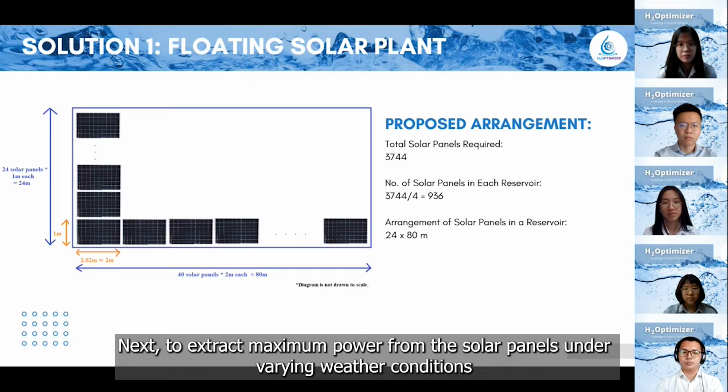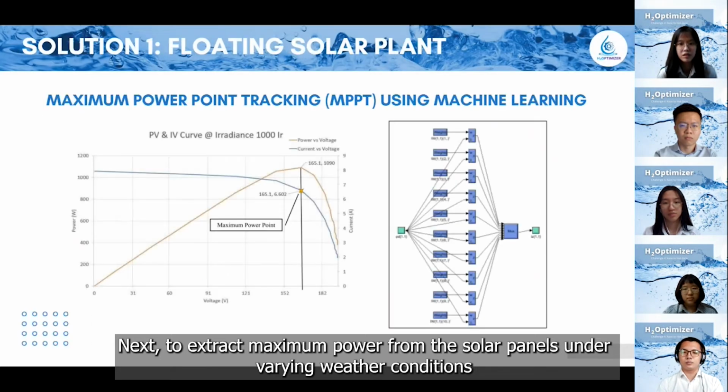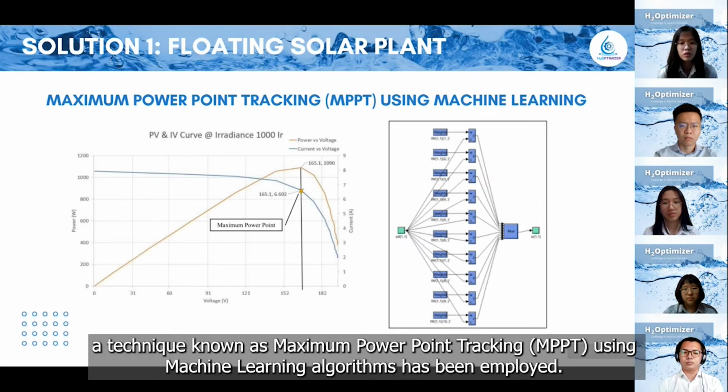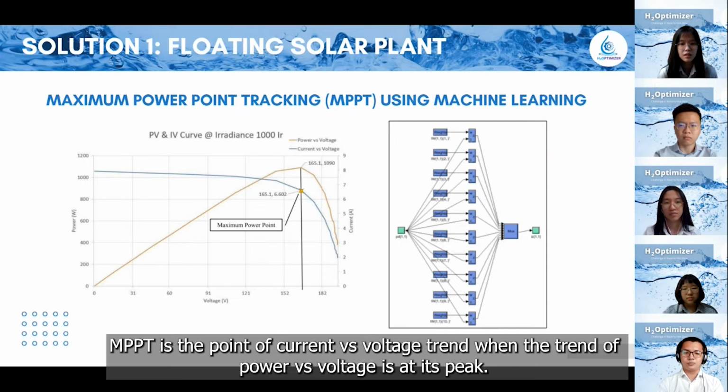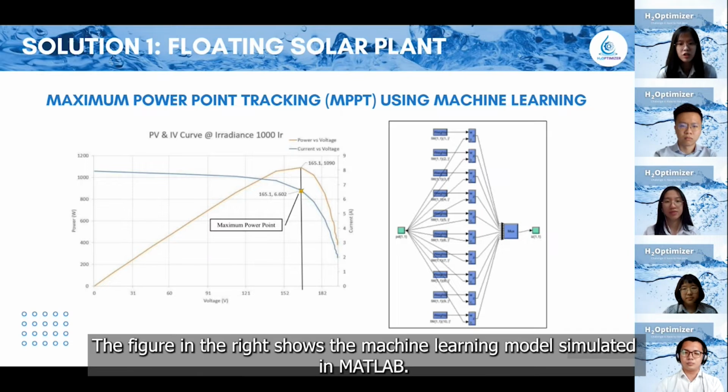Next, to extract maximum power from the solar panels under varying weather conditions, a technique known as maximum power point tracking (MPPT) using a machine learning algorithm has been employed. MPPT is the point of the current versus voltage trend when the power versus voltage trend is at its peak. The figure on the right shows the machine learning model simulated in MATLAB.